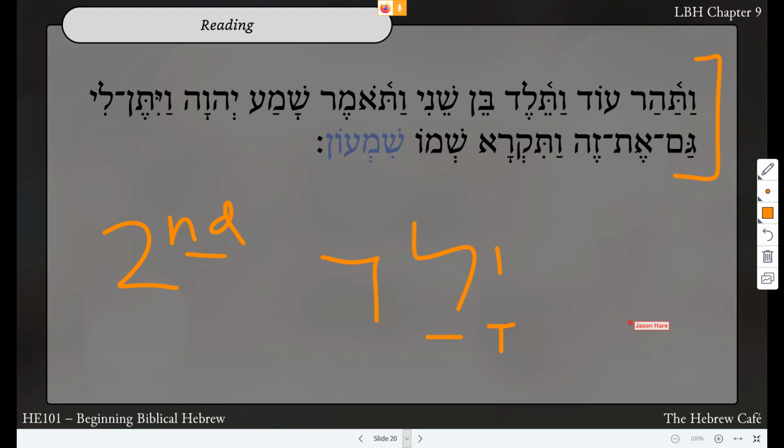Vatahar od, she got pregnant again. The word od means again. Vateled ben, she bore a son. Sheni, a second son. Vateled ben sheni, vatomer, and she said, Shama Adonai, the Lord has heard, vayten li, and he has given me, gam et ze. This one also. Vayten li gam et ze. Vatikra shmo, she called his name Shimon, based on the fact that Shama Adonai, the Lord heard.